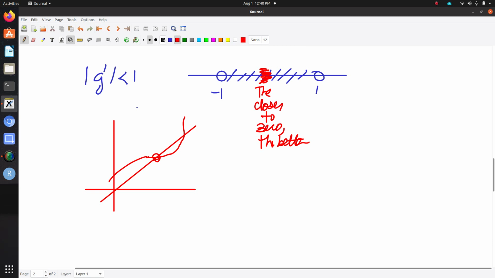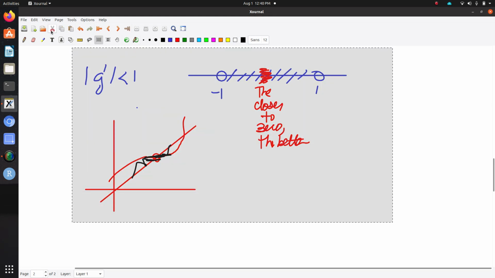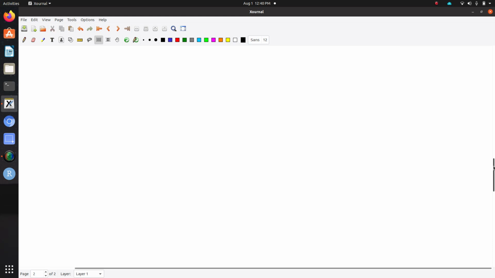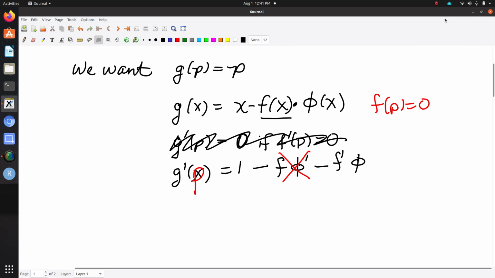If you remember those cobweb diagrams, everything's just going to zoom in faster when you have a very flat function here. So it's okay if it's not perfectly equal to 0, but it's going to be fairly close to 0, so we can at least put that on our wish list. Our wish list is for g prime of p to be about 0.